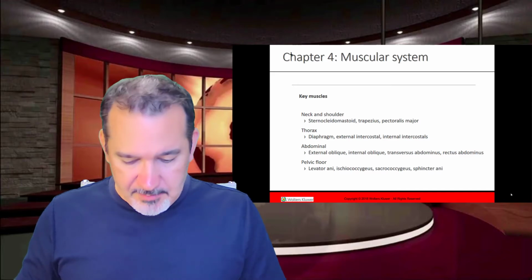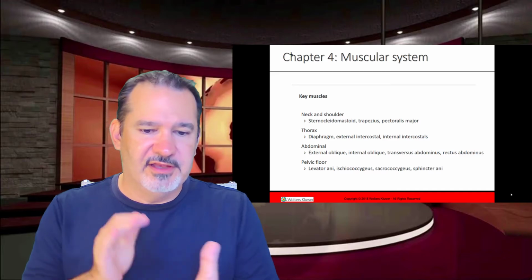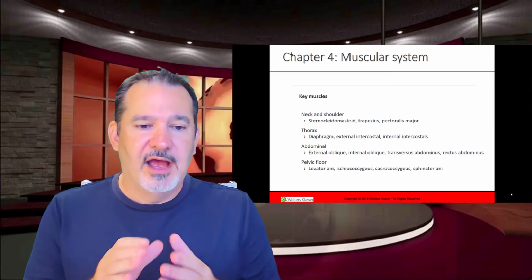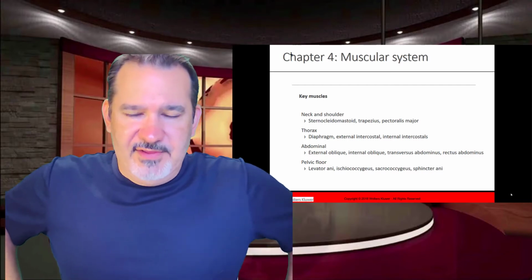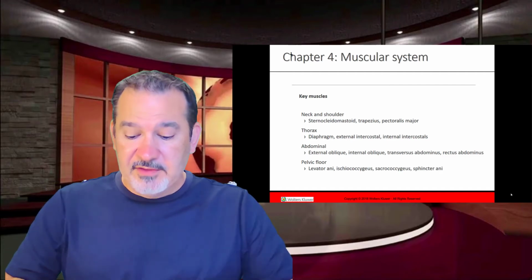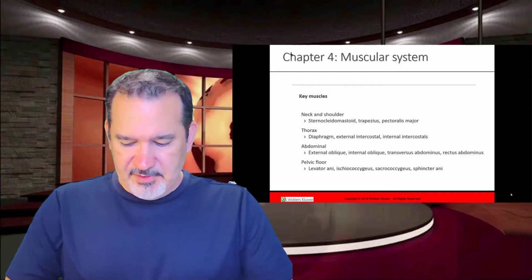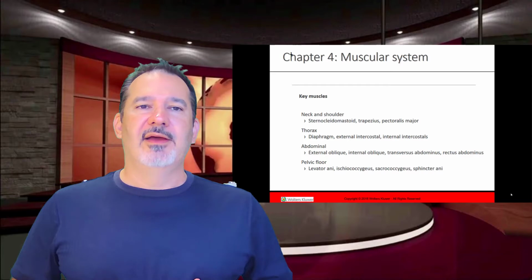Let's see, the abdominal muscles: the external obliques, the internal obliques, and the transversus abdominis. If we look at those, the external obliques are on the outside of the abdomen. The internals are more toward the middle, and the transversus abdominis is right in the center of the abdomen. Okay, so those all help our abdomen.